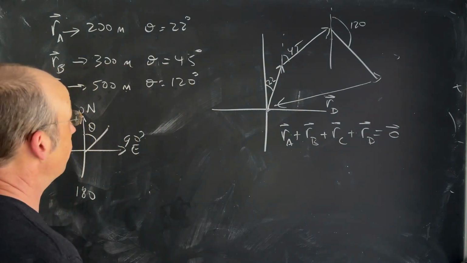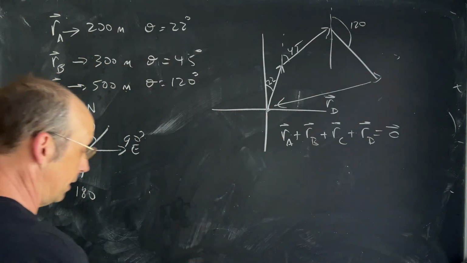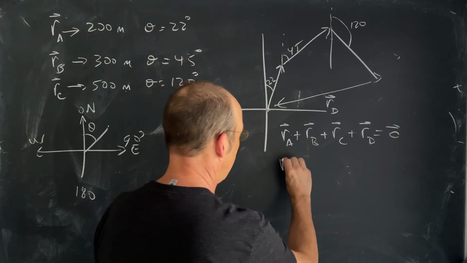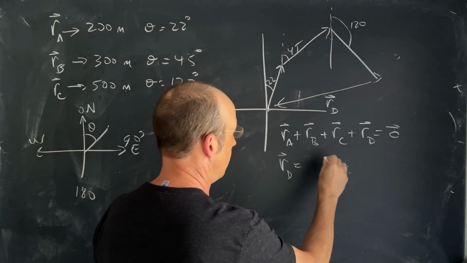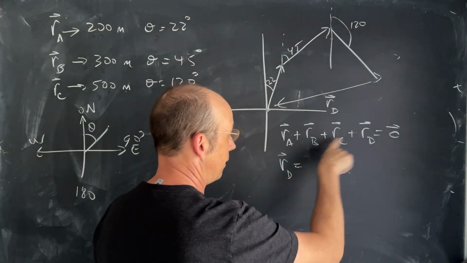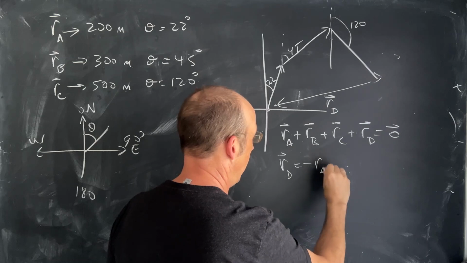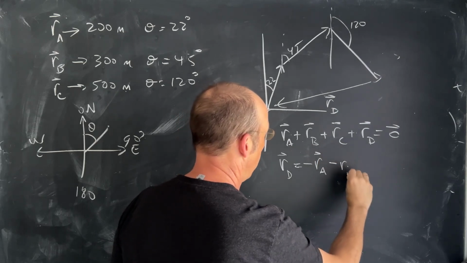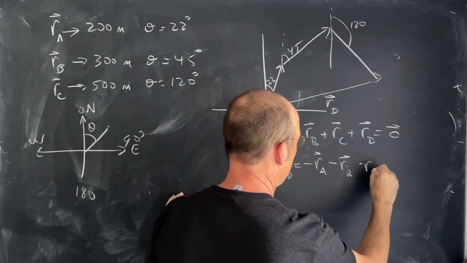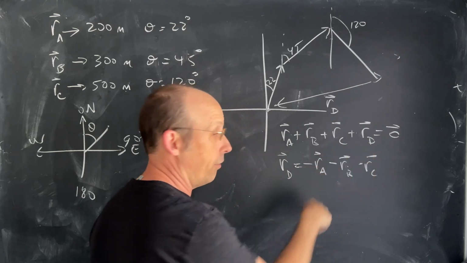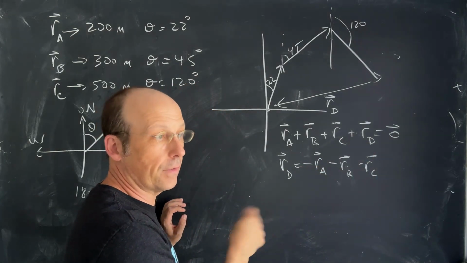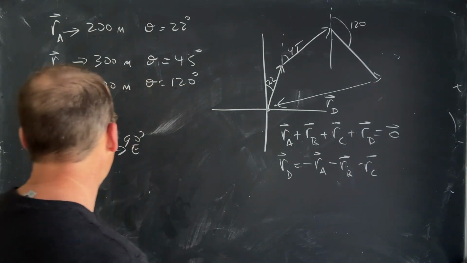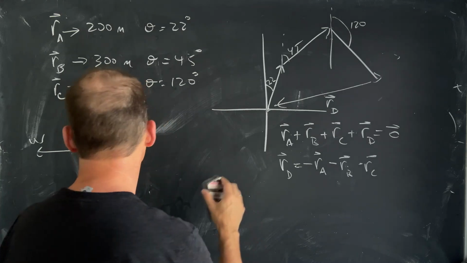So let's write these 3 vectors as components, because you could solve this. I could say RD is going to be equal to, subtract these from both sides, RA minus RB minus RC. Or I could just add all those up and then take the inverse of it. And that's what I'm going to do. So I want to write these as components.